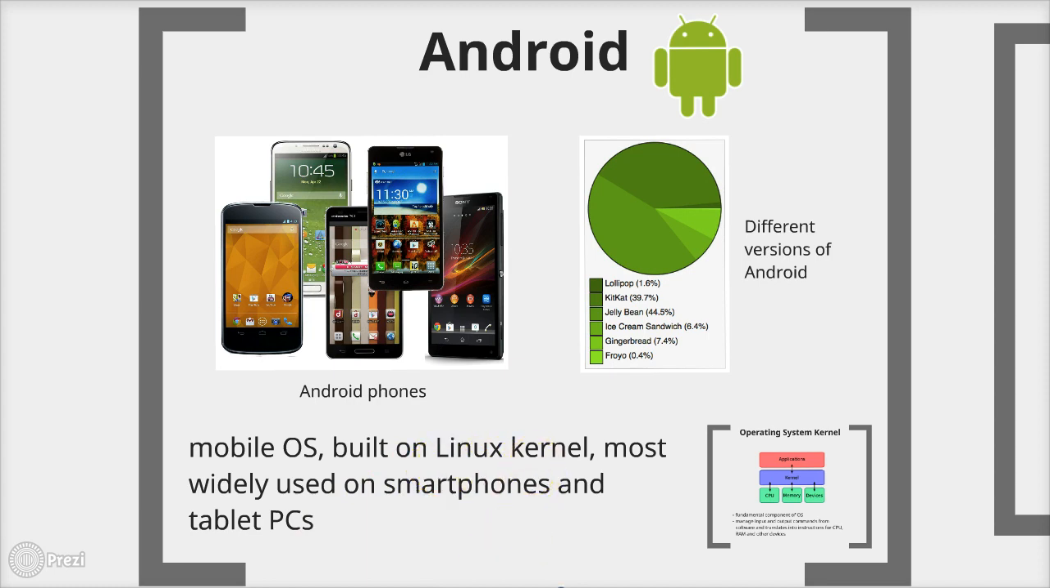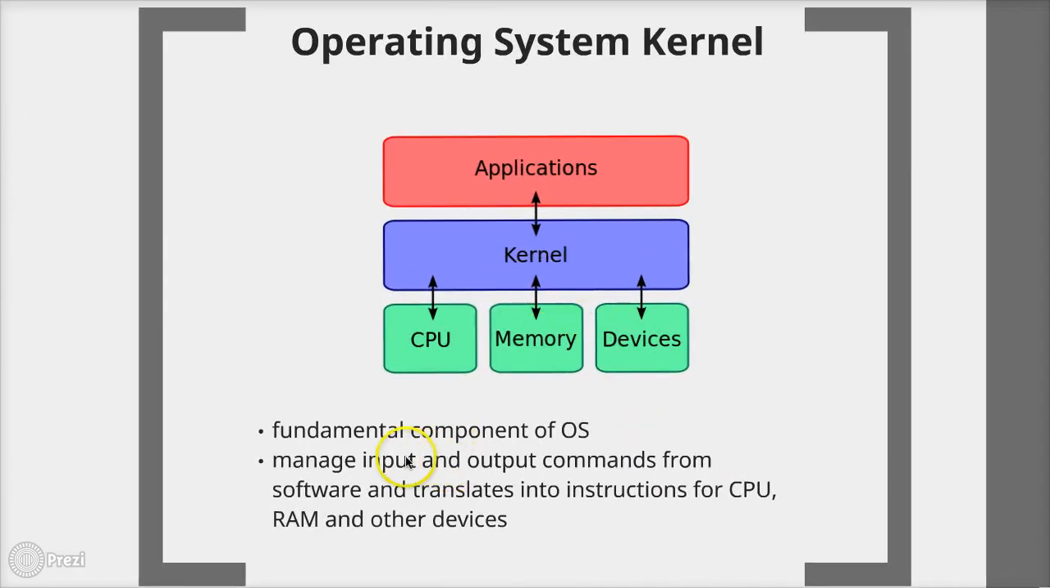What is a kernel? So actually, it is the fundamental component of an OS. So it manages the input and output commands from the software. So these are the application software. So it manages the input and output commands from this application, and then translates it into instructions for the CPU, RAM, and other devices. So it is the bridge or the connecting point between the applications and the computer hardware.